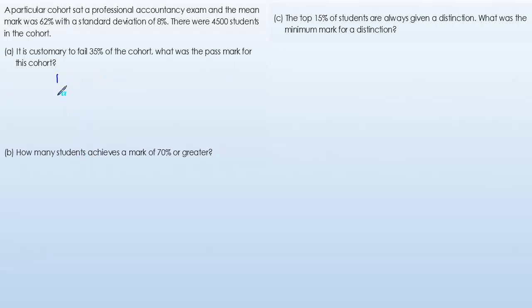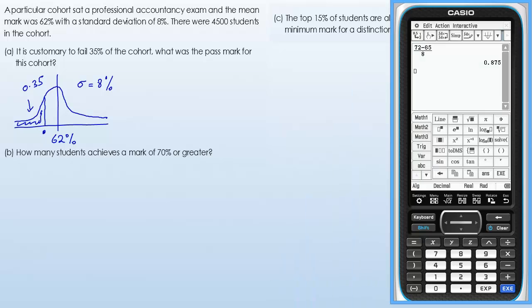So if we look at this normal distribution, we know that the mean is 62% and the standard deviation is 8%. And we want to fail 35% of them. So in other words, we want to find the mark here so that this area is 0.35. And we can find that using the calculator.